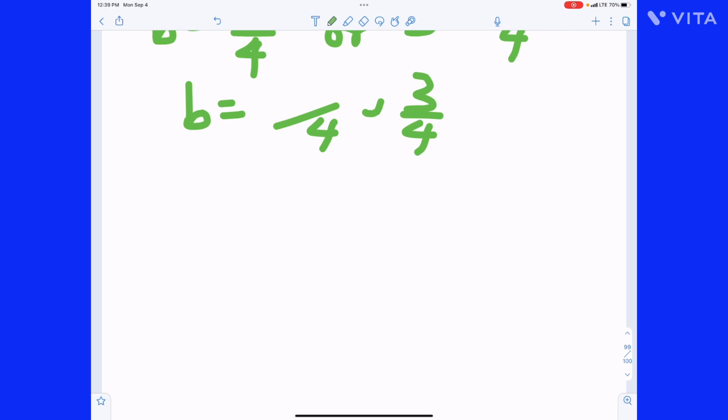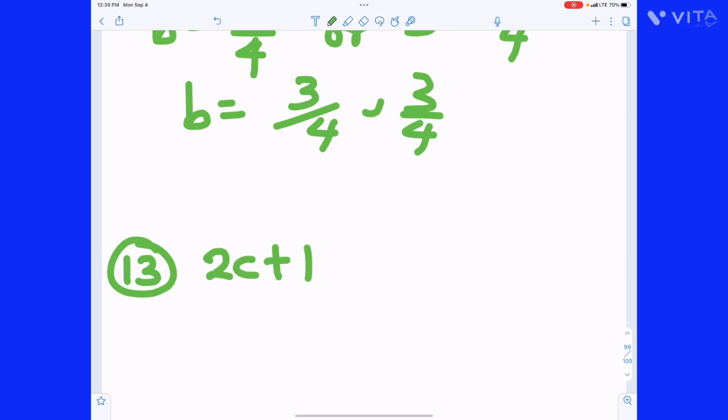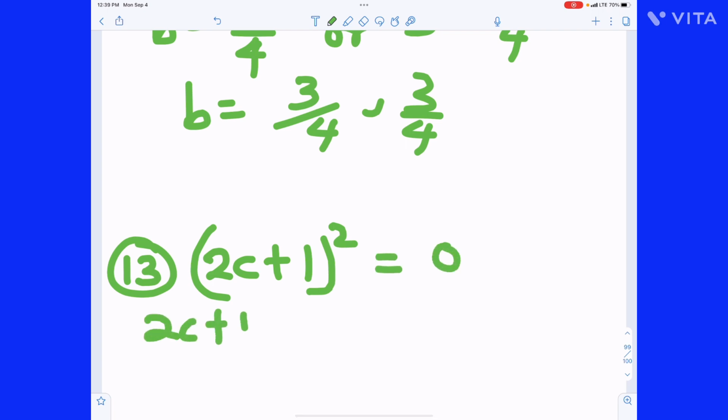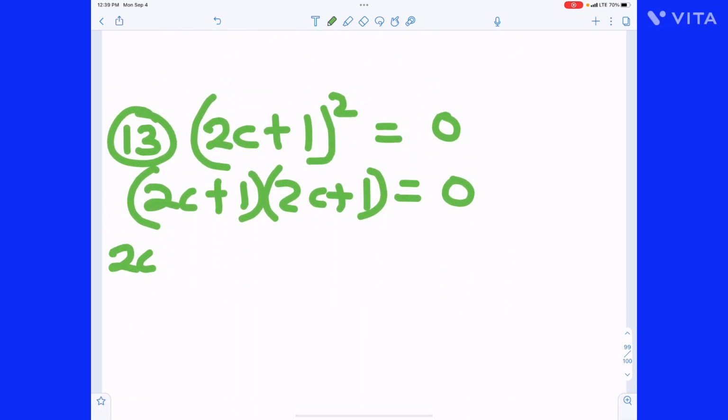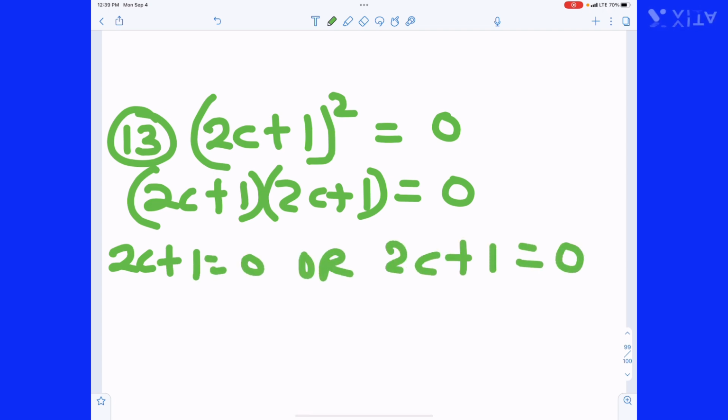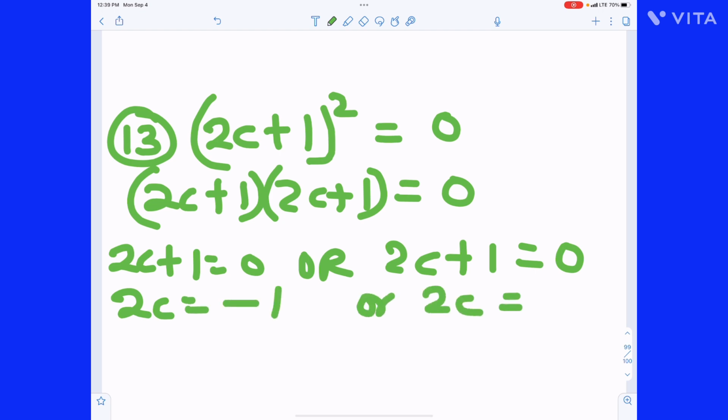Next question. Number 13: (2c plus 1) all squared equals 0. That's 2c plus 1 times 2c plus 1 is 0. So 2c plus 1 is 0, or 2c plus 1 is 0. That gives you 2c is 0 minus 1, which is minus 1. So c is minus 1 over 2, or c is minus 1 over 2.